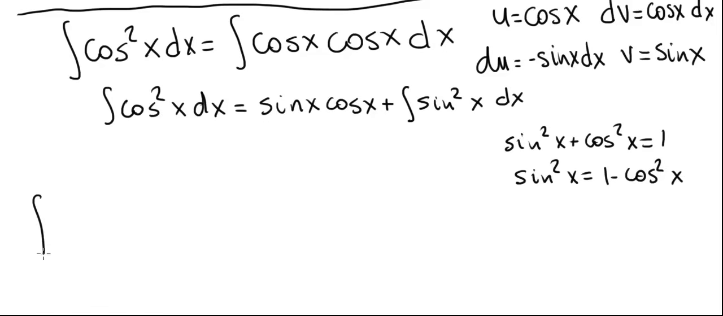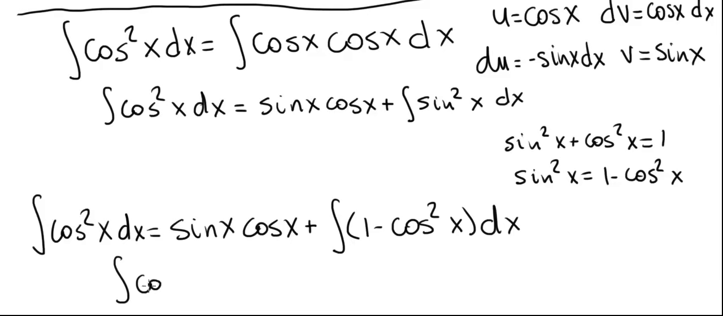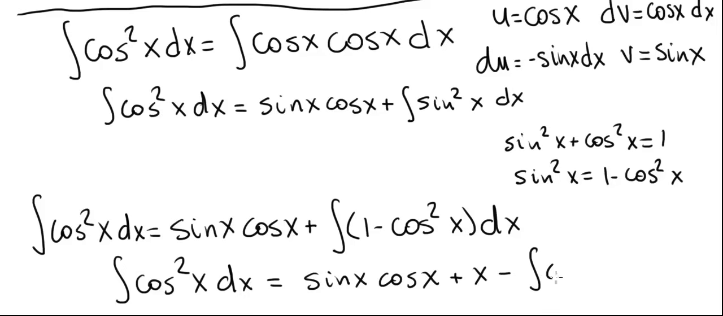So now our integral of cosine squared x is equal to sine x times cosine x plus the integral, instead of sine squared, we'll write 1 minus cosine squared of x. And so the integral of cosine squared x can now be written as sine x cosine x plus the integral of 1, which is x, minus the integral of cosine squared x dx.